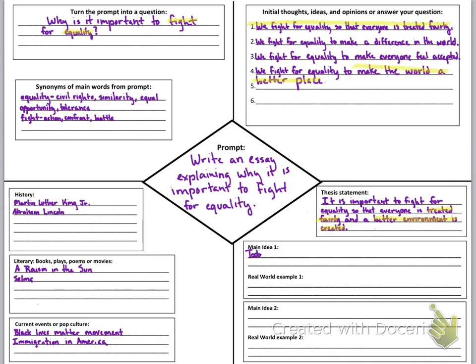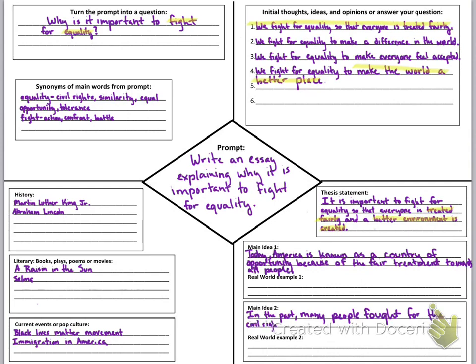Okay, and I highlighted those so you can see I actually took my answers from my answer box in quadrant 2, which is the purpose of that quadrant. So my first main ideal for my body paragraph number 1, it says, today America is known as a country of opportunity because of the fair treatment towards all people. So in that paragraph, I'm going to be talking about how people are treated more fairly because of the fight for equality.